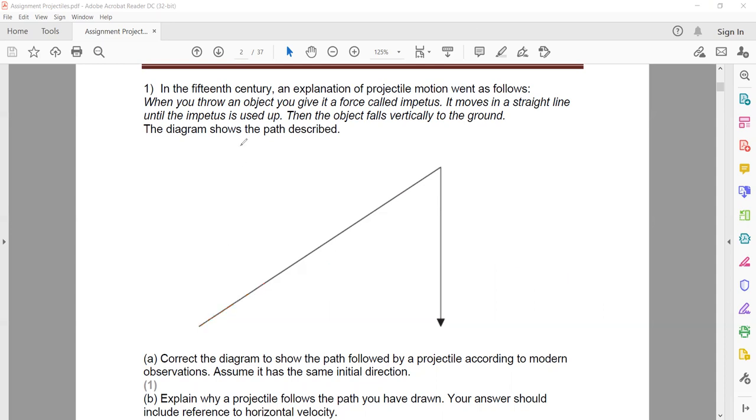Look, in this question, the first part they're saying this is a projectile motion which is represented in the 15th century. But correct the diagram to show the path followed by a projectile according to modern observation. So according to modern observation, if we launch a projectile with a certain angle, which path will it follow? It will follow a parabolic path, a parabolic curve, that is followed by this object which undergoes a projectile motion.